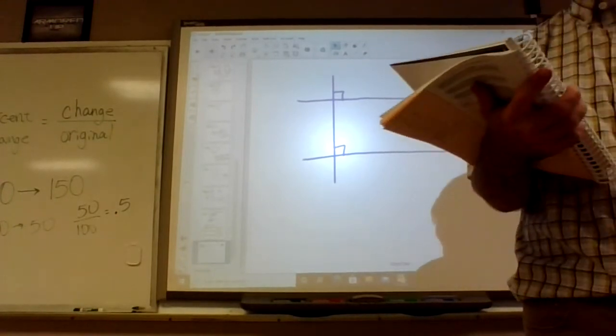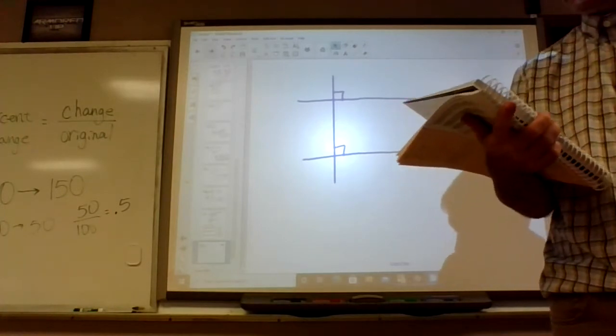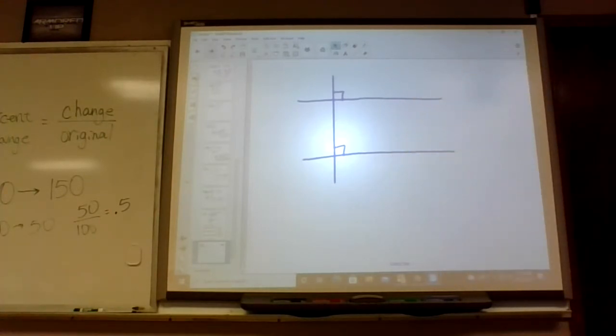Wait, isn't there 4 lines there though? There are 4 lines, but is AC transversing? Is AC crossing over EB and CD? It is. I thought that you counted right because we're doing more than just that.